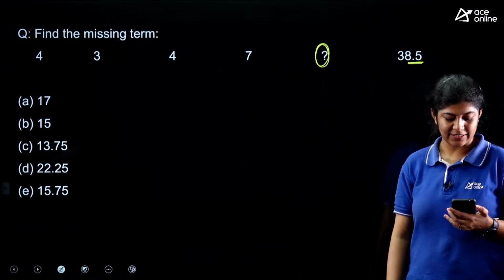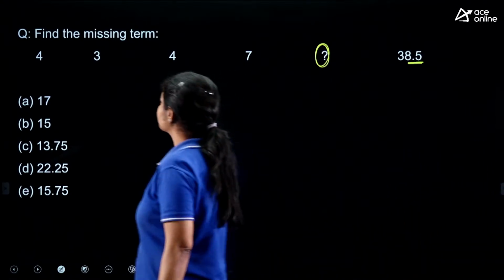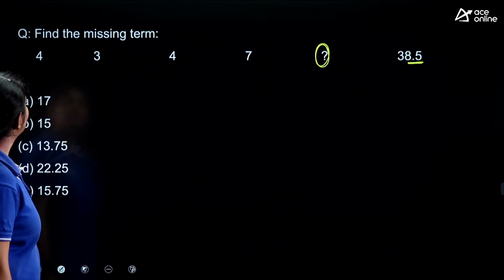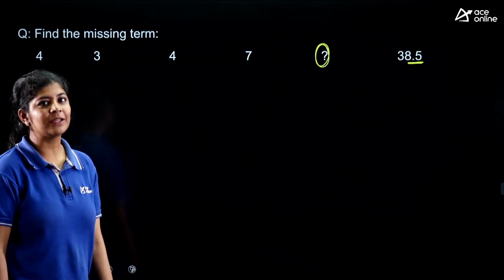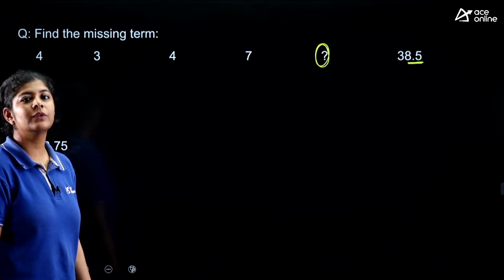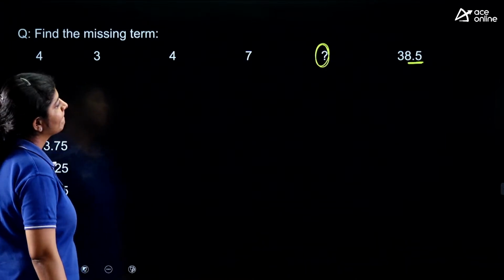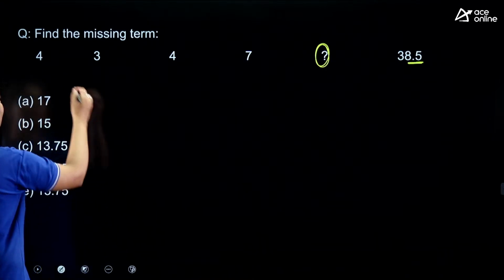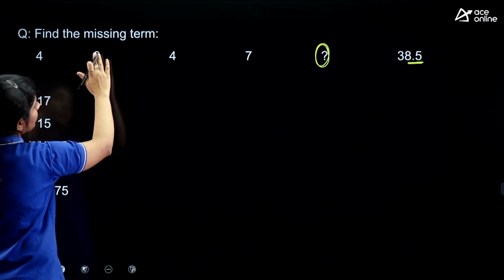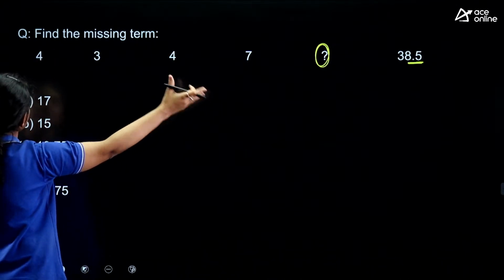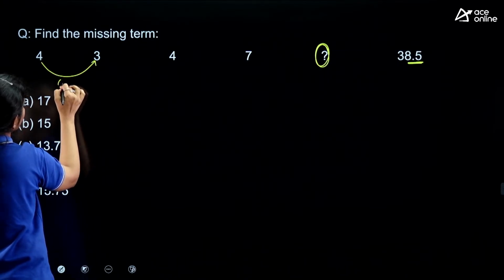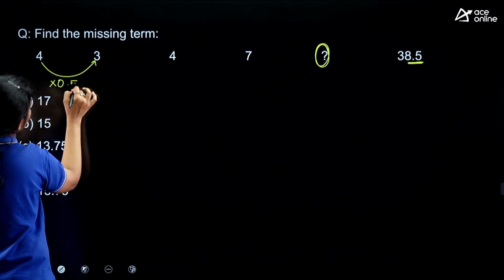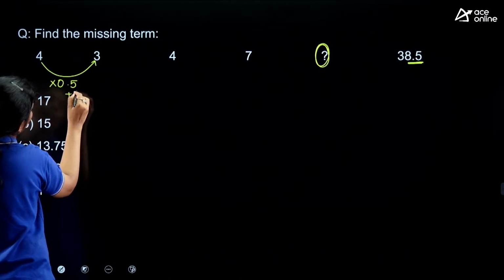Okay, anyone in the comment section? Okay, let's start. Here we have 4, 3, 4, 7. As we have 0.5, that means there is something we need to do with fractions. If I want to convert my 4 into 3 with respect to fractions, I'll multiply it by 0.5 and afterwards I'll add 1 to it.